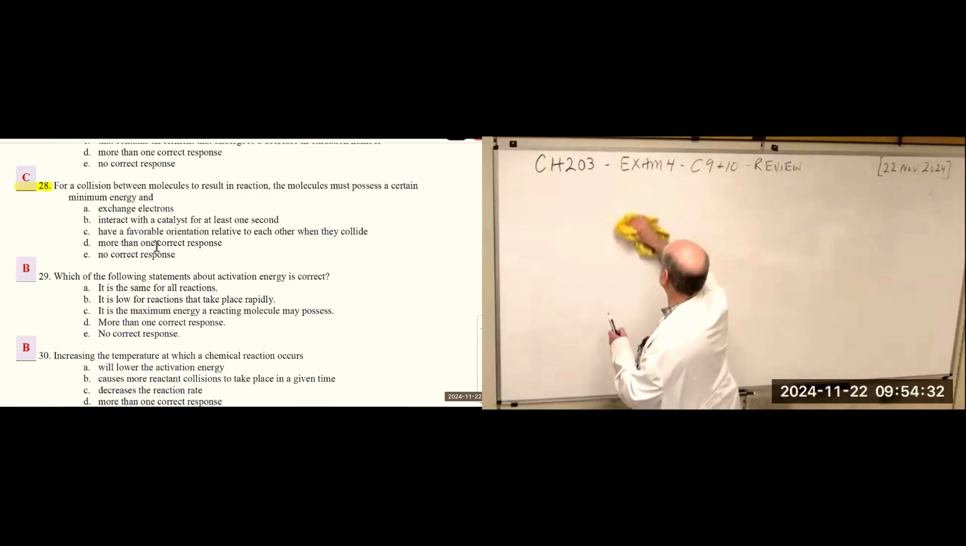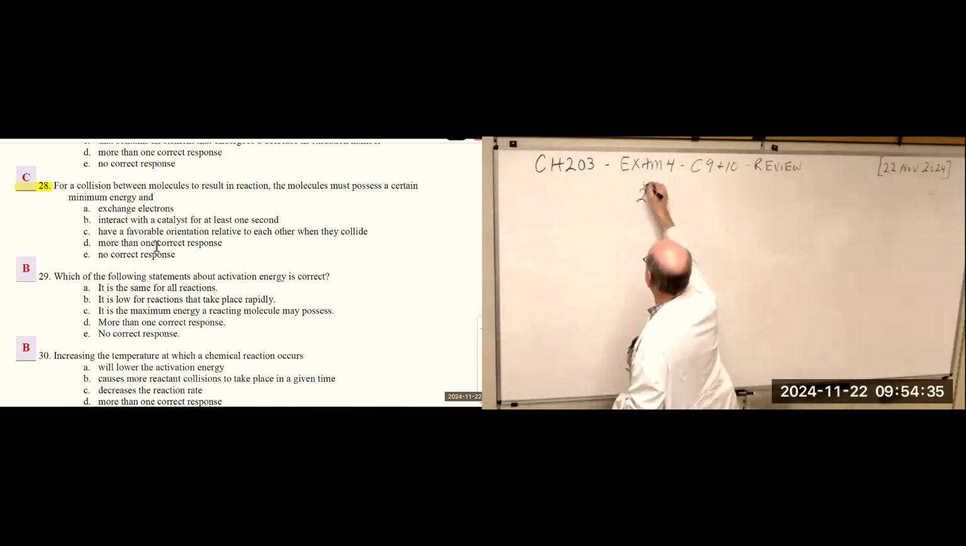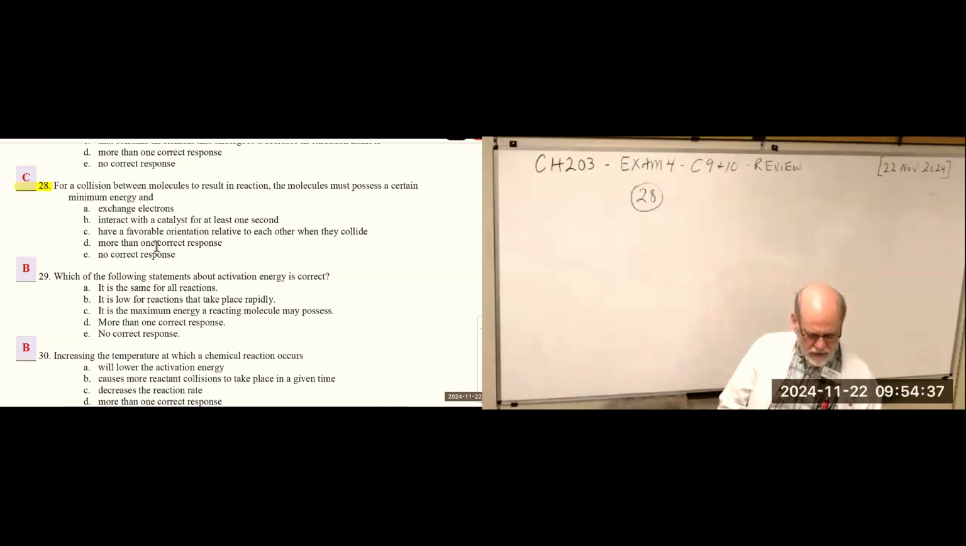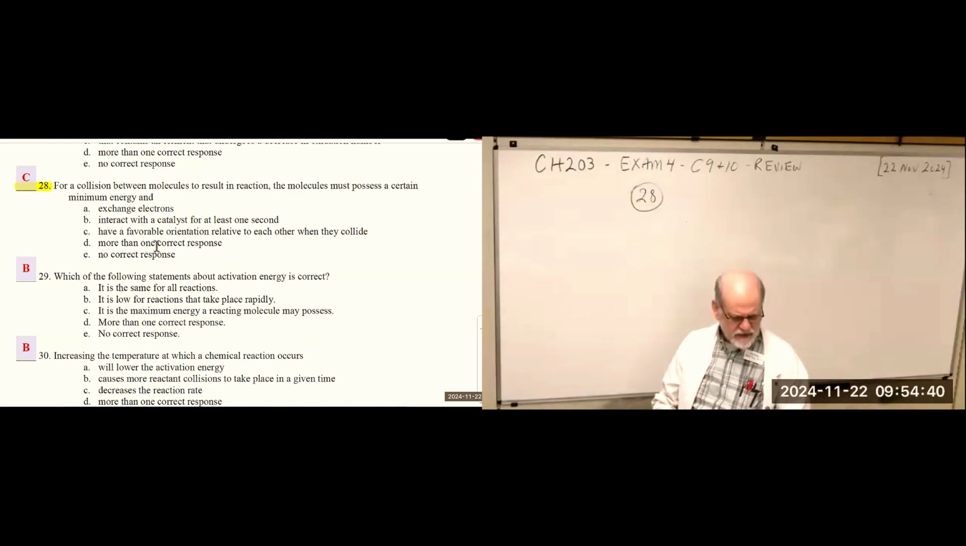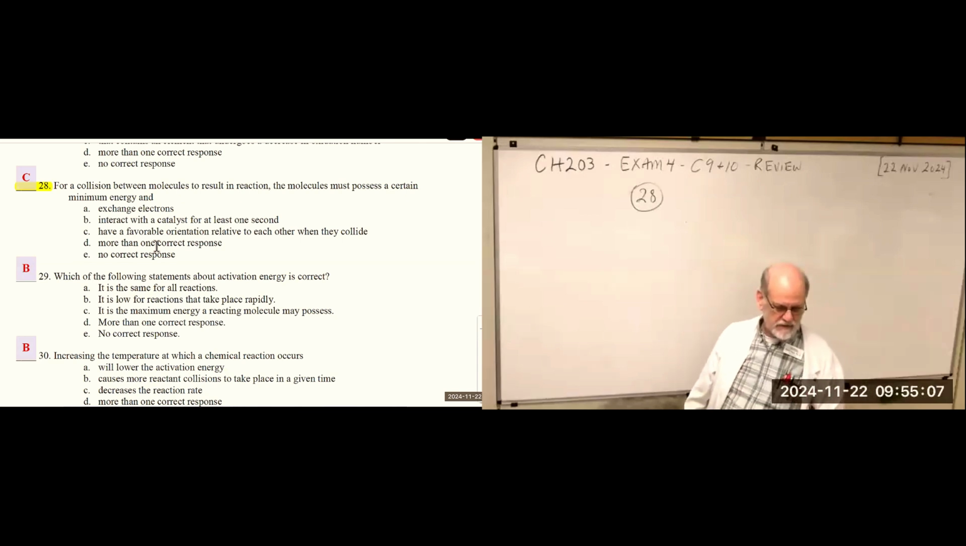28. For a collision between molecules to result in a reaction, the molecules must possess a certain minimum. Wait a minute, we did that one already, didn't we? Certain minimum energy. And. Okay. Exchange electrons? No, not necessarily. Interact with a catalyst? No. Catalyst doesn't have to be there. Have a favorable orientation relative to each other. That's a good one. See? Well, those are only 3 choices. So C is a good answer. Yep.